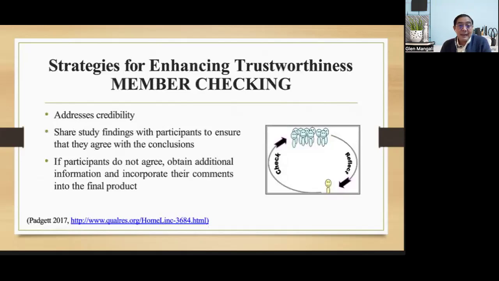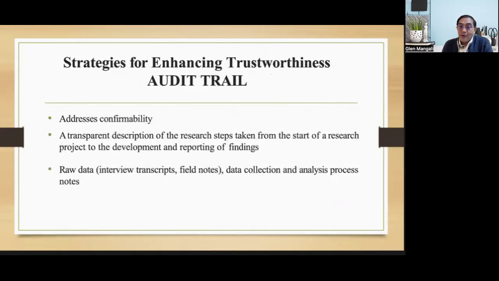Another way is member checking. In member checking, we share study findings with participants to ensure that they agree with the conclusion. And if the participants do not agree, you need to obtain additional information and incorporate their comments into the final product. One way also is to do an audit trail. A transparent description of the research steps taken from the start of the research project to the development and reporting of findings should be done. And it includes getting the raw data, the data collection, and the analysis process notes.